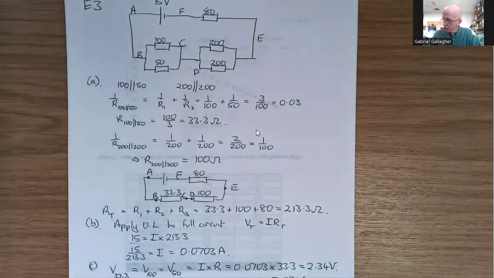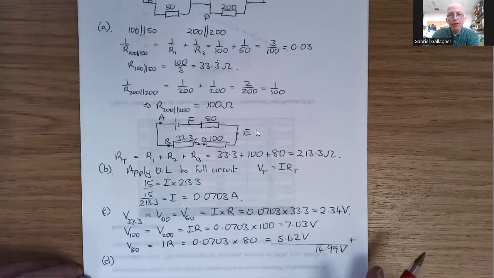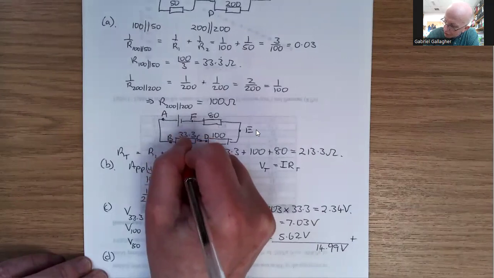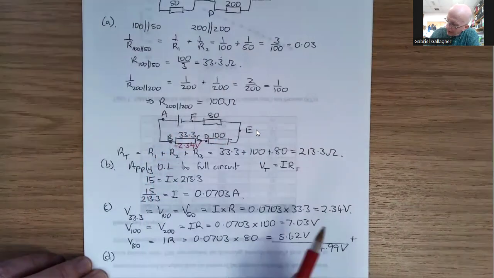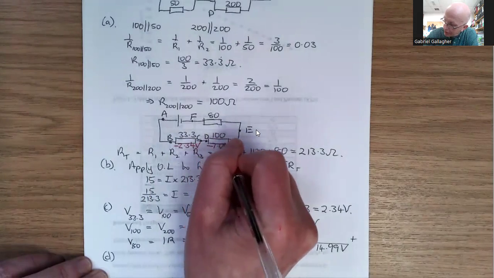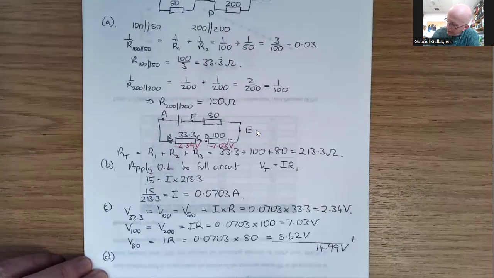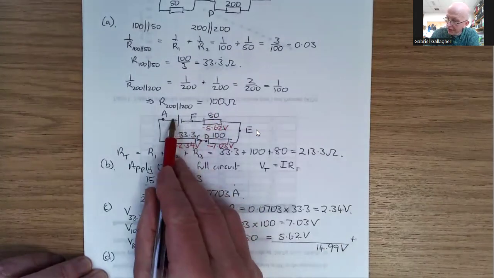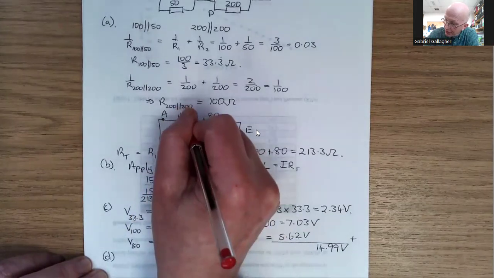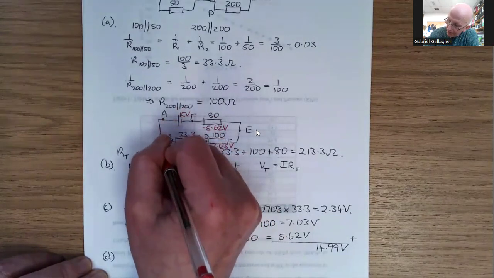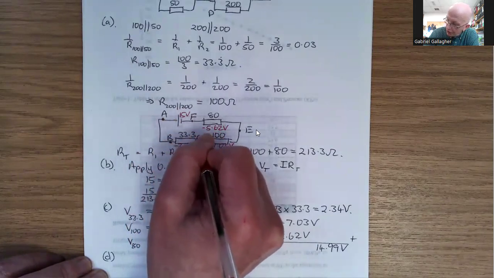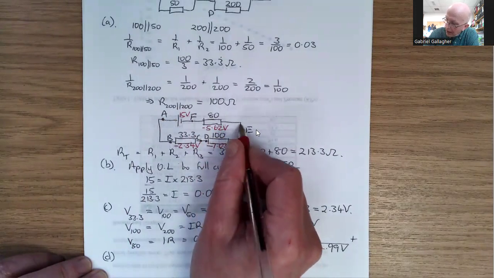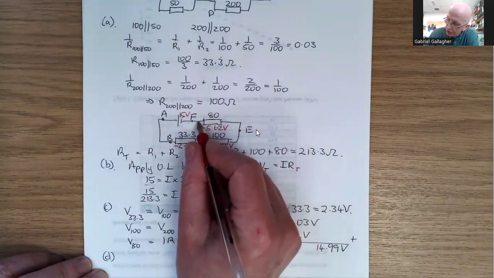And just to remind you, we've worked out the potential drop across each resistor. So this is minus 2.34 volts. This is minus 7.03 volts. And this one is minus 5.62. What I mean by that is that the energy of the electricity coming out of the 15-volt battery is going to be 15 here, and then it loses 2.34 going through that resistor. Then it loses 7.03 volts going through that one, and finally it loses 5.62 volts going through that one.